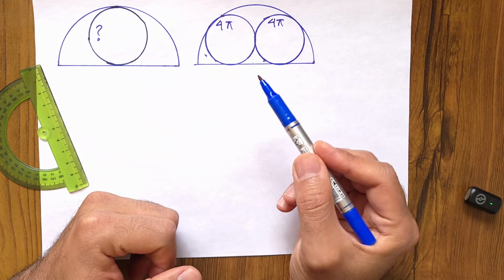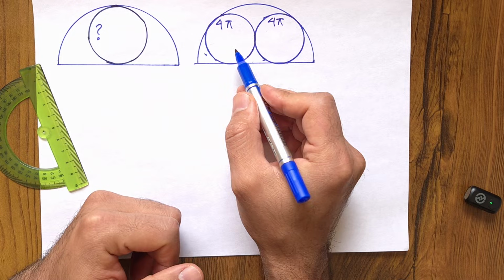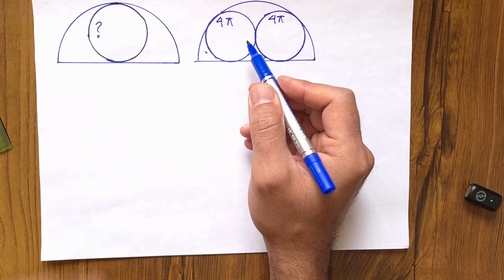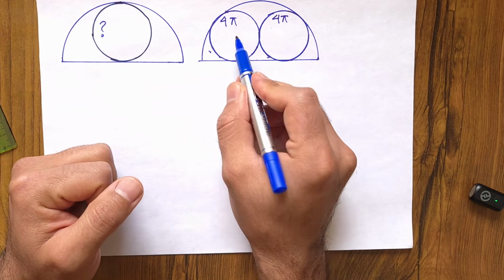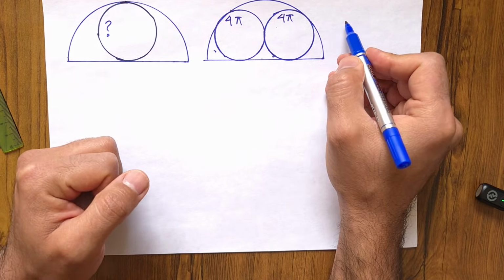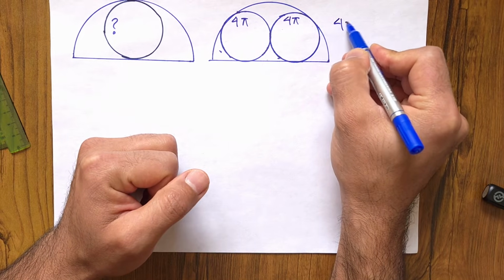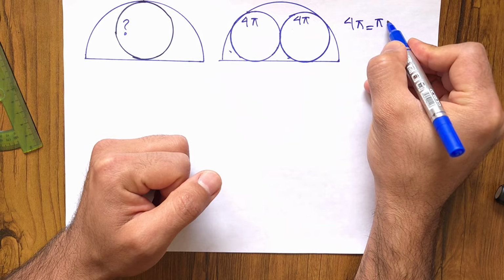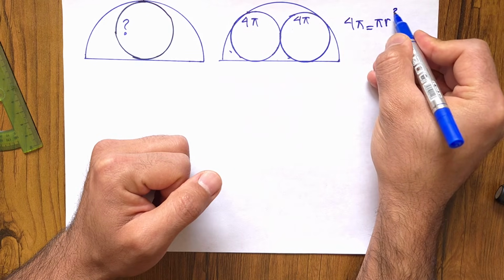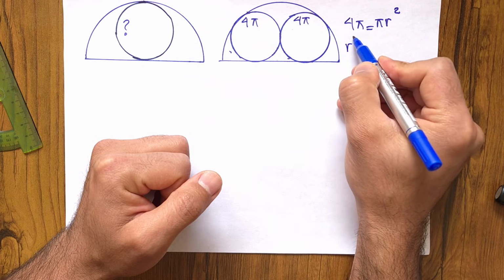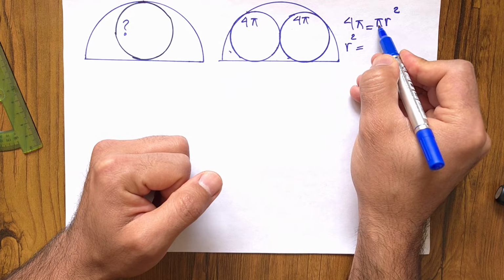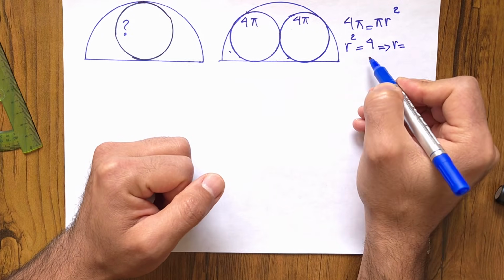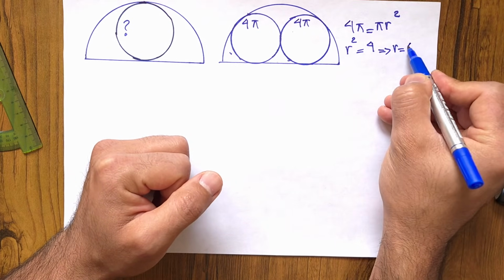First things first, the only information we have is this 4 pi. So we can use 4 pi to find out the radius of the smaller circles inside. Let's write it down here. 4 pi equals the formula for a circle's area, pi r squared. In other words, r squared equals 4 pi over pi, which is 4. It means that r is root 4, or 2.